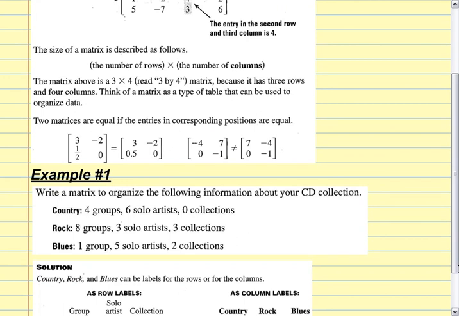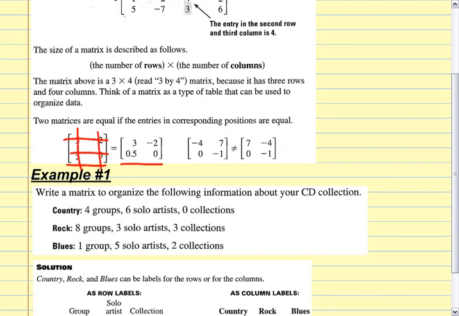Two matrices are equal if the entries in corresponding positions are equal, okay? So this matrix is equal to this matrix because their entries are the same even if they're written in a different form. Let me ask you this. What are the dimensions of this first matrix, Cecilia? Not the entries. What are the dimensions? I meant dimensions. What are the dimensions of this first matrix? 2 by 2. 2 by 2, right?